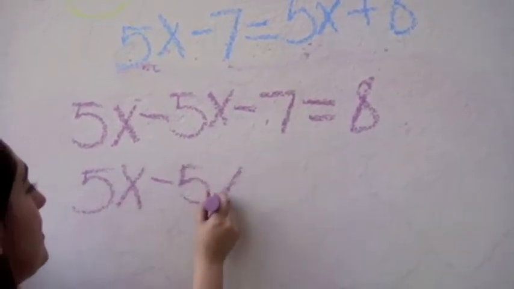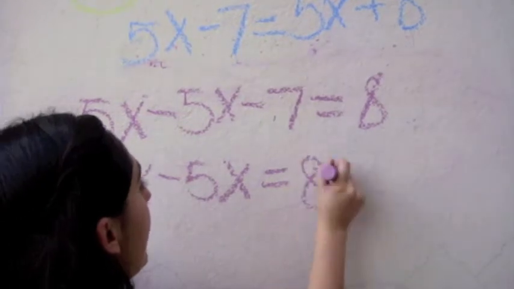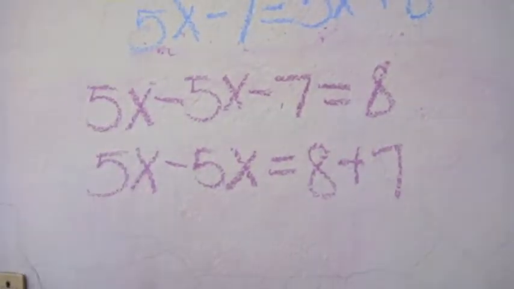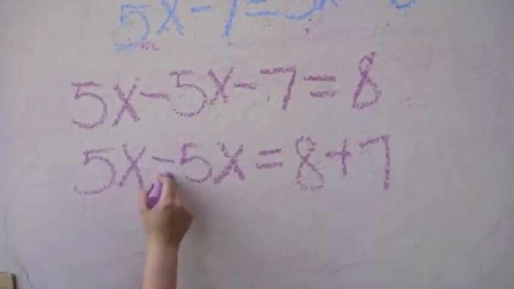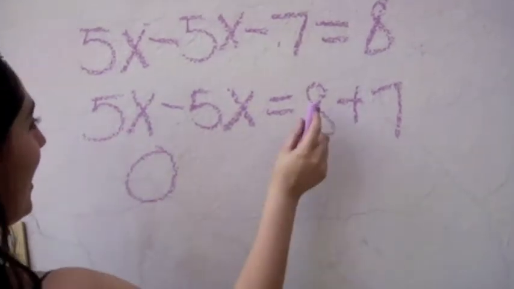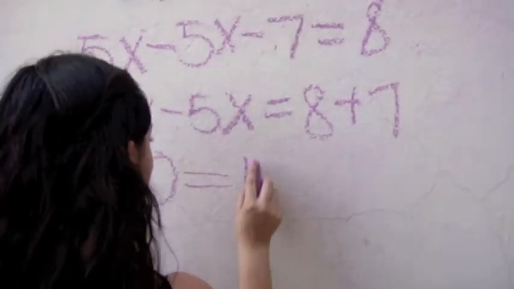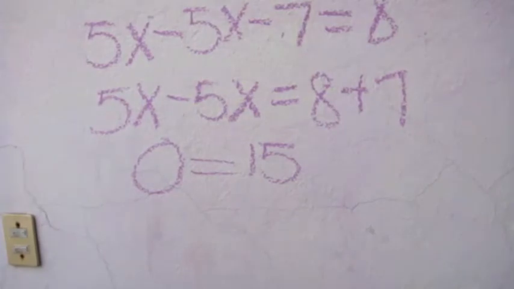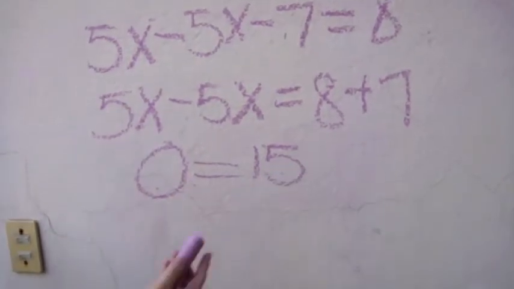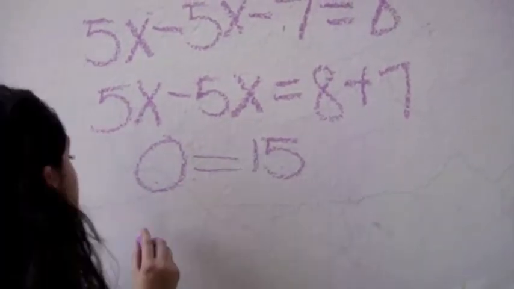5x minus 5x equals 8 plus 7. Then we solve. 5x minus 5x is 0. 8 plus 7 is 15. As you can see, the answer is 0 equals 15. So this linear equation is a contradiction.